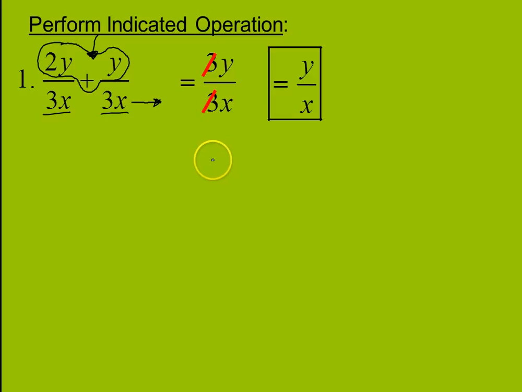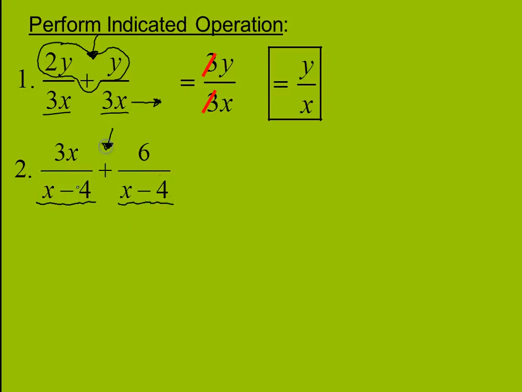So my answer is just y over x. My next one, again, starting you off basic. I have an addition sign. First thing to recognize. And then second thing, denominators are the same, so I don't need to do anything. So the denominator in my answer is going to be x minus 4.